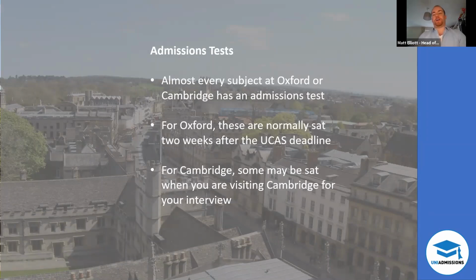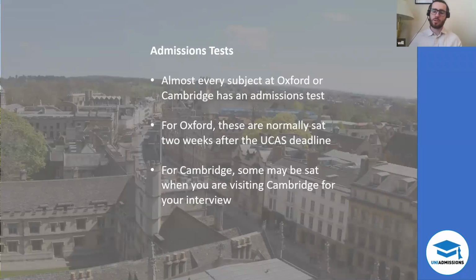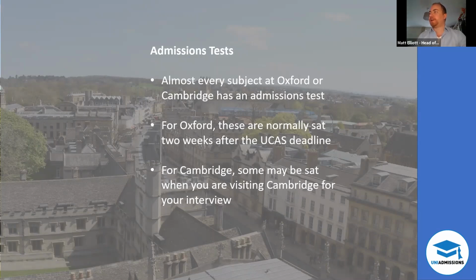Now, these tests are, for the most part, sat roughly 2 weeks after the UCAS deadline. I think it's the 2nd of November this year, is it, Will? I don't know the exact date, but it's usually either right at the end of October or the start of November. Yeah, so you'll put in your UCAS form, and this year the deadline is Friday the 15th of October. Then between 2 and 3 weeks later, you'll have the Oxford admissions test and a lot of the Cambridge admissions tests as well.